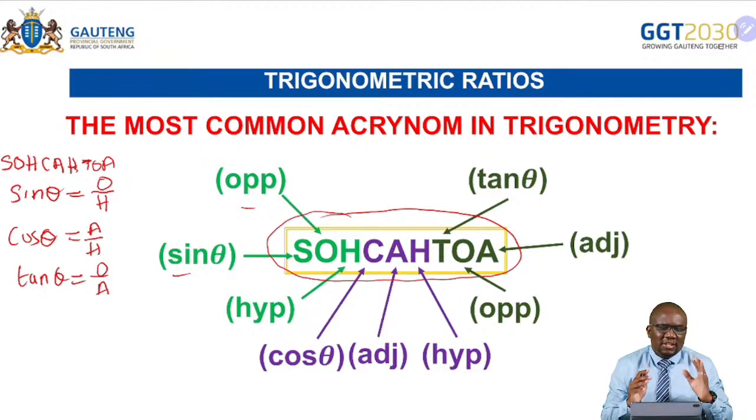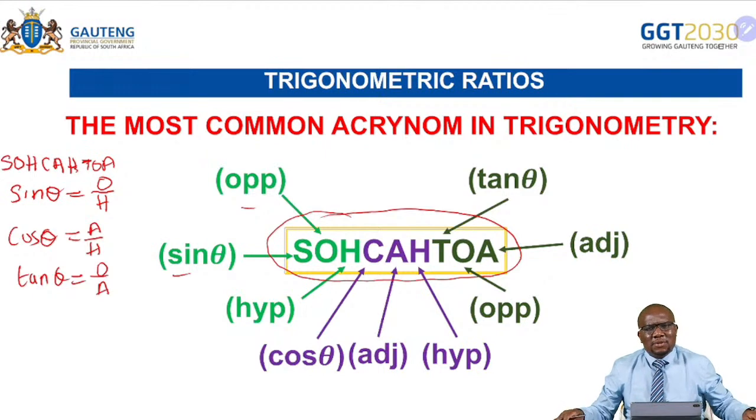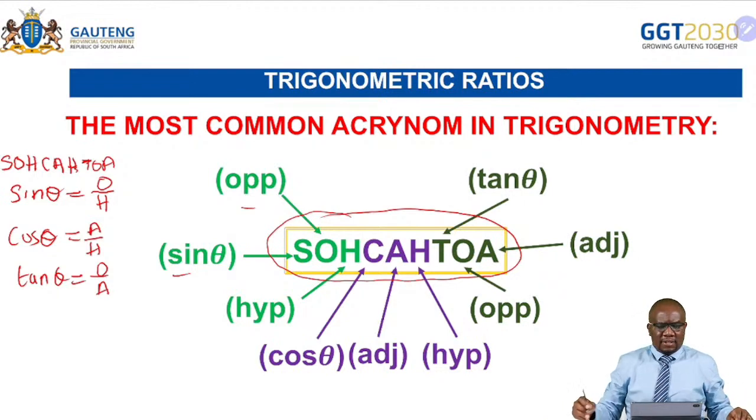Right, done. So these are the 3 trig ratios, grade 10s. We are not going to forget these. Right, SOHCAHTOA: sine theta is opposite over hypotenuse, cos theta is adjacent over hypotenuse, tan theta is opposite over adjacent. I don't know how many times I've repeated this, so you can't forget it.